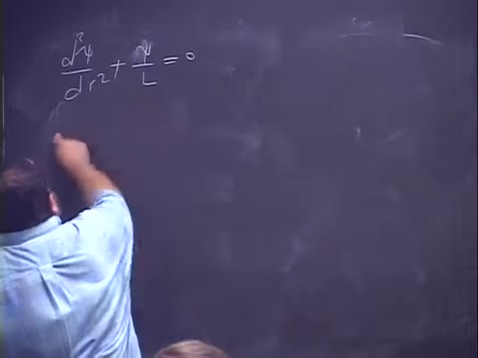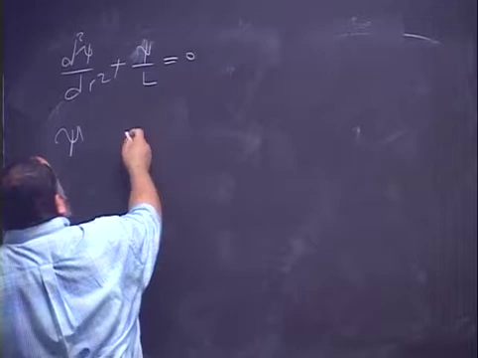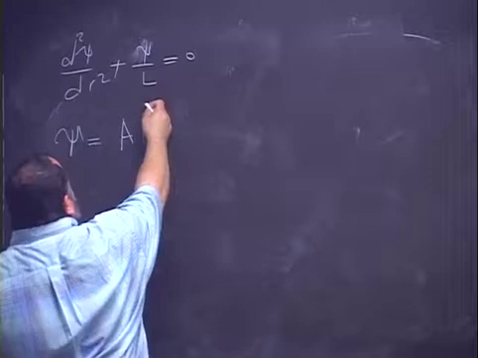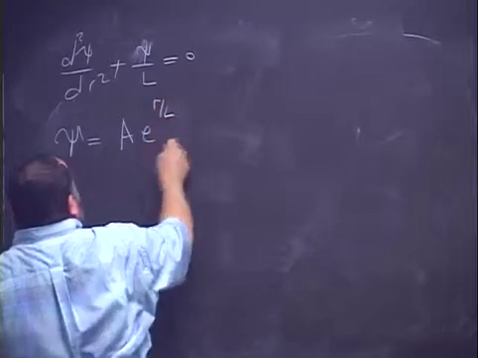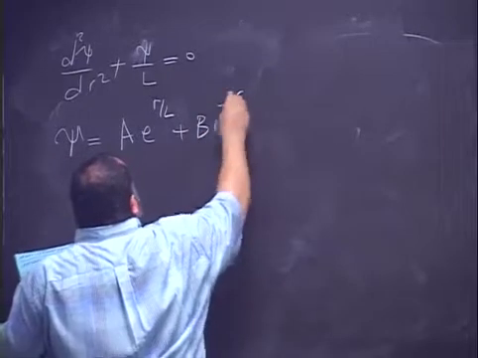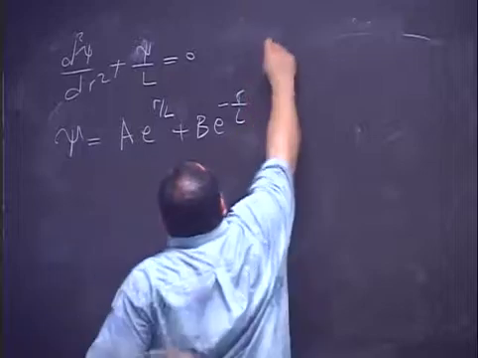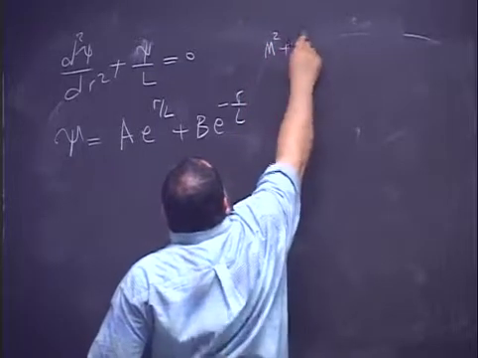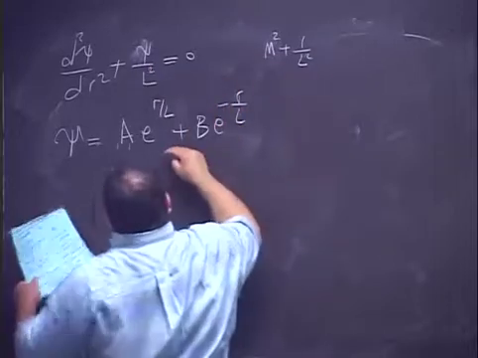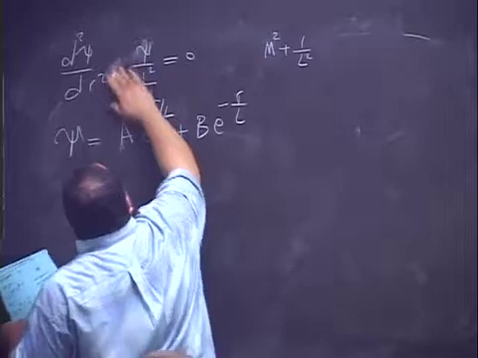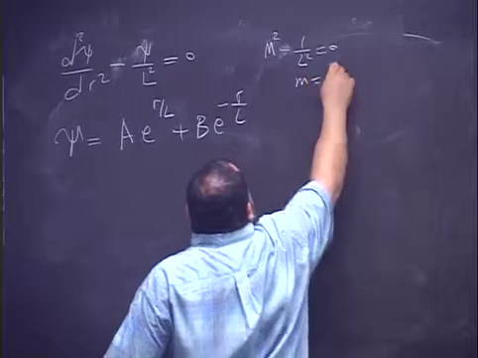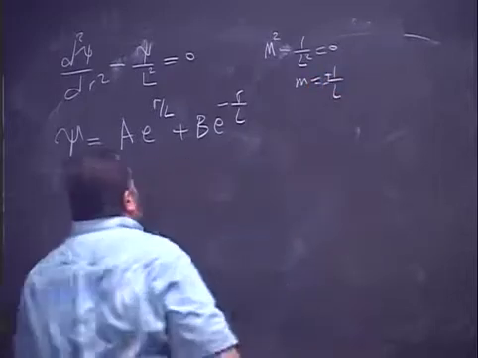So what's the solution for this equation? Psi equal to a e to the power of r over L plus b e to the power of minus r over L. Because this function is what? m square plus 1 over L square. I think it will be minus here. Equal to 0, so m will be plus or minus 1 over L.